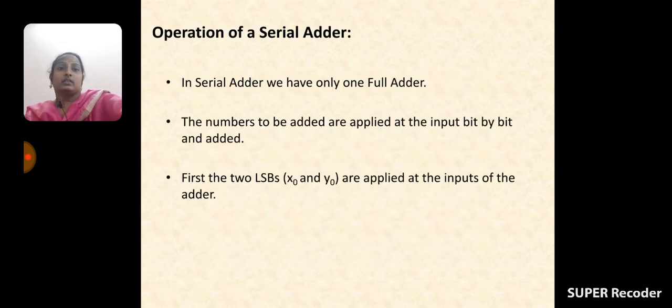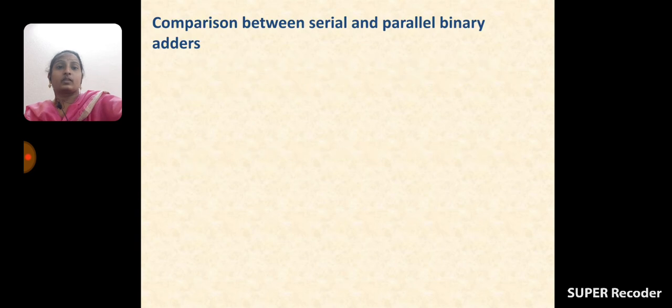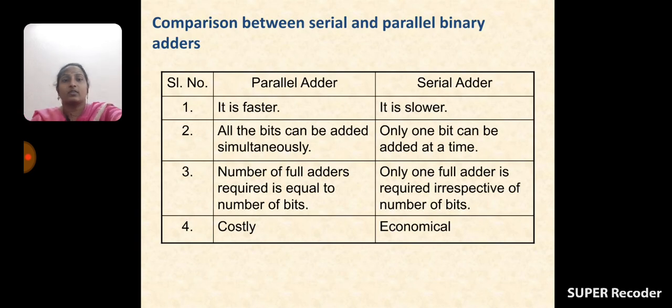Okay, coming to the last topic, today's last topic is the comparison between the parallel adder and serial adder. The names themselves indicate that a parallel adder will add the two numbers' bits at the same time. A serial adder will add bit by bit. So a parallel adder adds all bits at the same time so it becomes faster. Serial will add bit by bit, so it is slower.